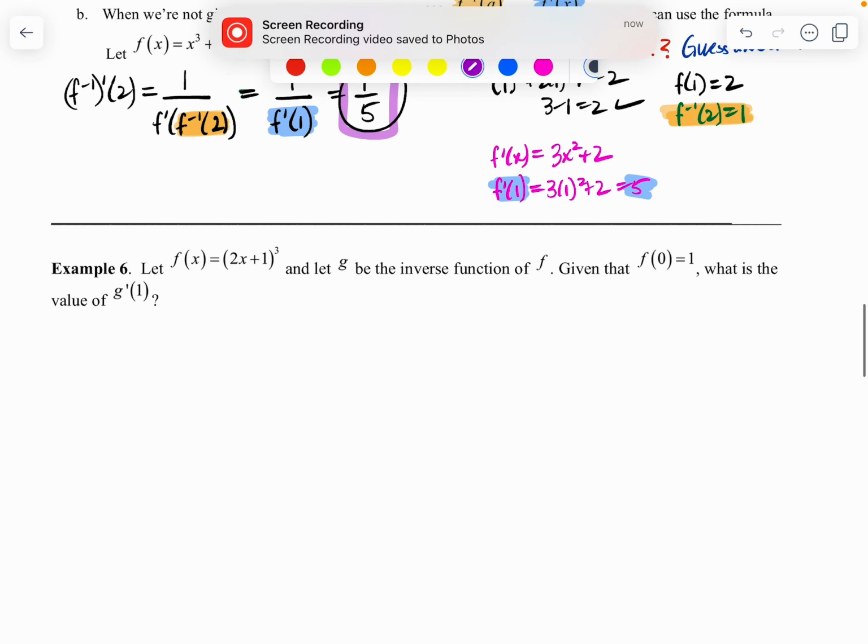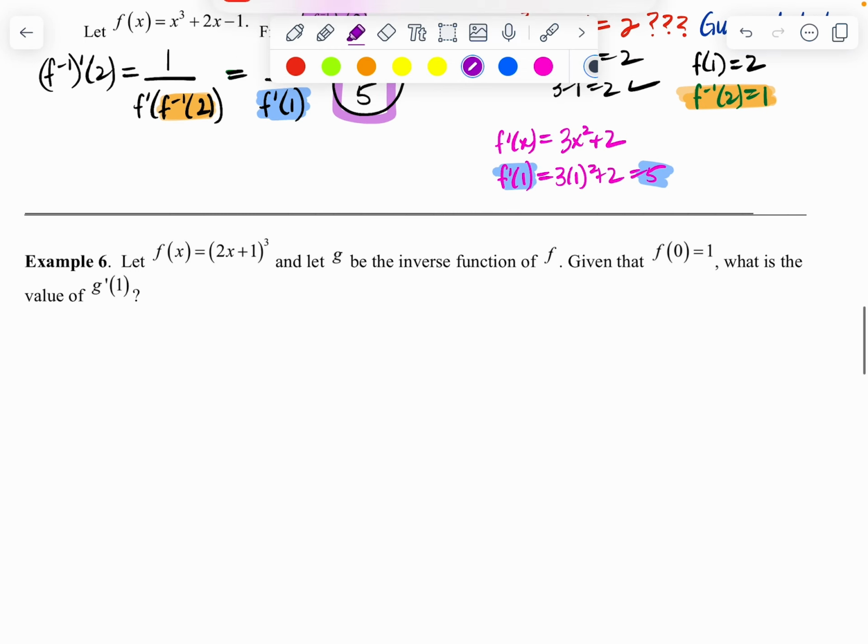Right, let's do example 6. In this case, they're giving us an equation for the function f of x. And then they're saying that g is the inverse function of f. So g is equal to f inverse. And they tell us that f of 0 equals 1, which we could have figured out by plugging it in. But they told us that, okay?